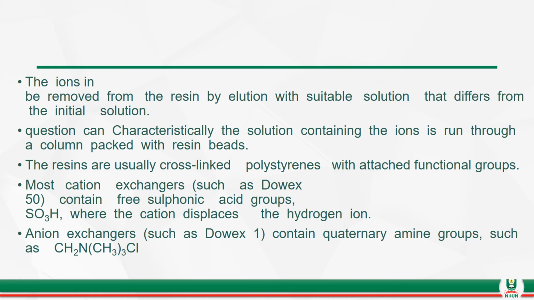Characteristically, the solution containing the ions is run through a column packed with resin beads. The resins are usually cross-linked polystyrenes with attached functional groups. Most cation exchangers, such as Dowex 50, contain free sulfonic acid groups, where the cation displaces the hydrogen ion. Anion exchangers, such as Dowex 1, contain quaternary amine groups.